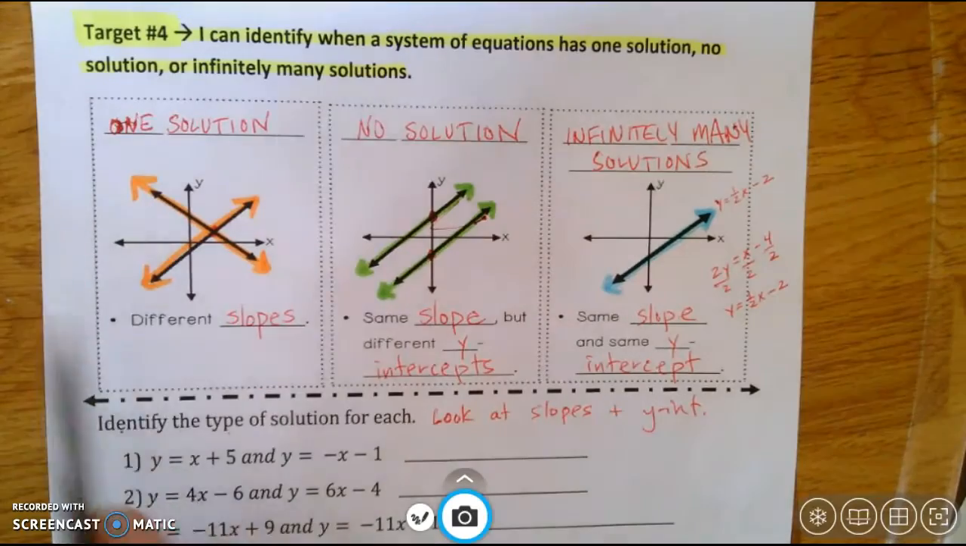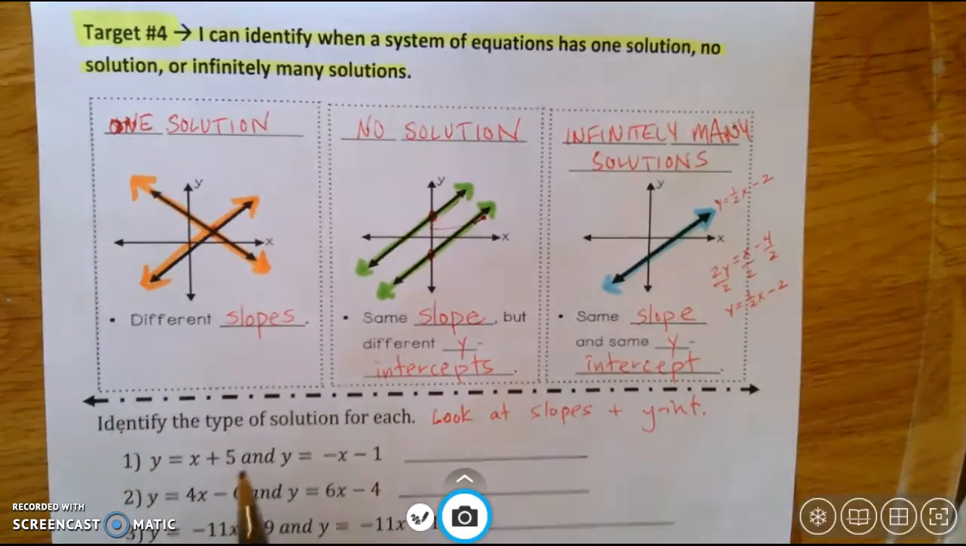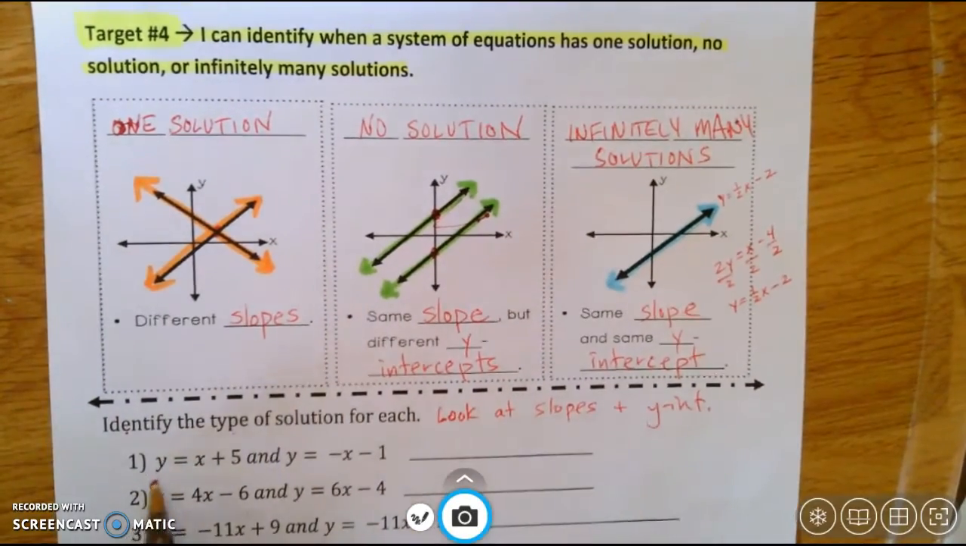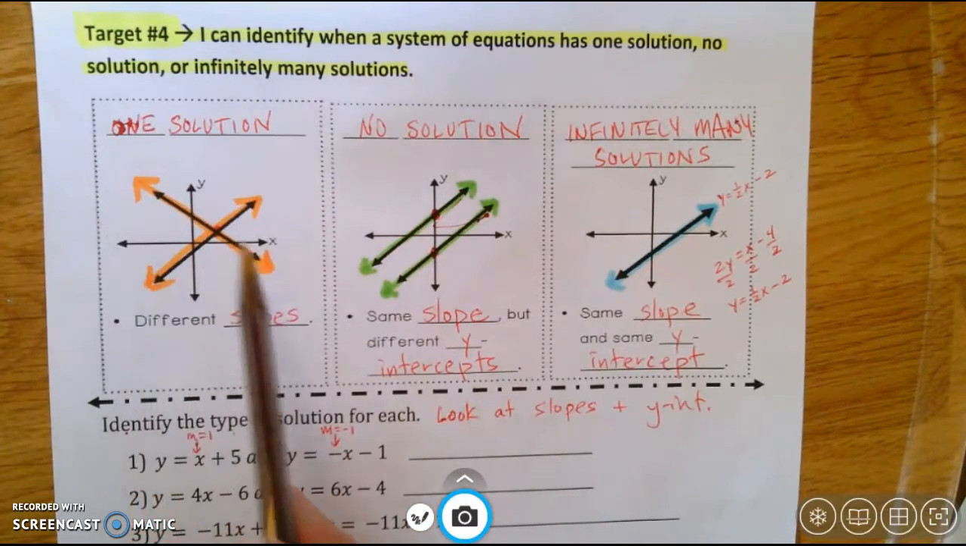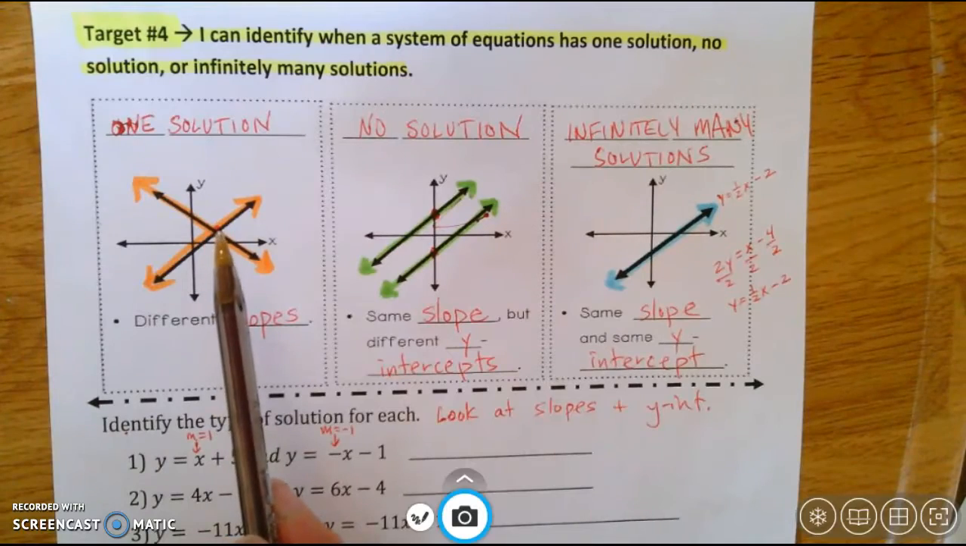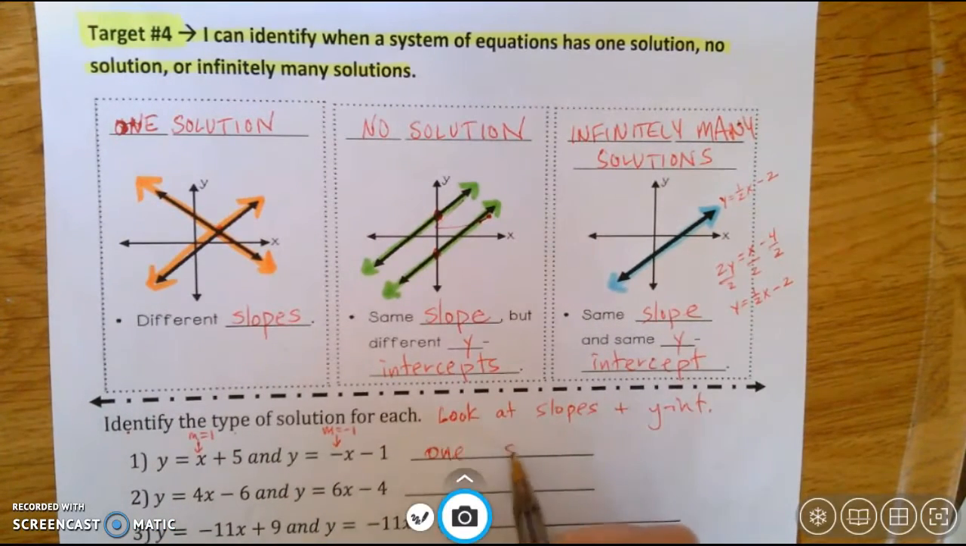We don't have to get graph paper out. We don't have to actually count boxes and all that good stuff. All right, so number 1. In this equation, we have a slope that's 1. In this equation, we have a slope that is -1. So hopefully right away you notice that I've got one line that's going to be going uphill and one line that's going to be going downhill. They have to cross each other, and that means this scenario has one solution.